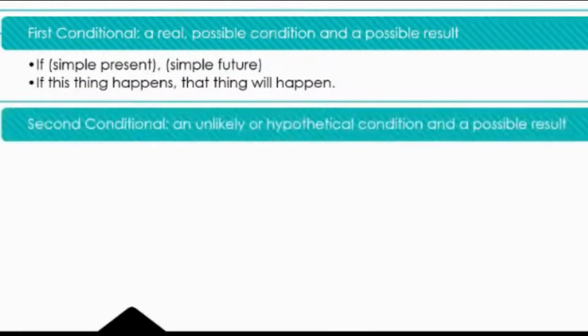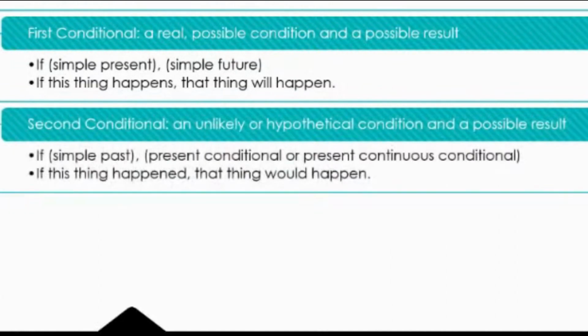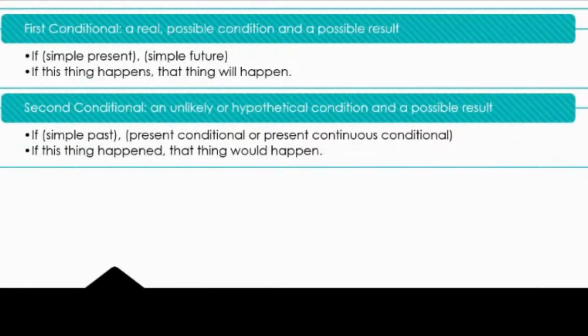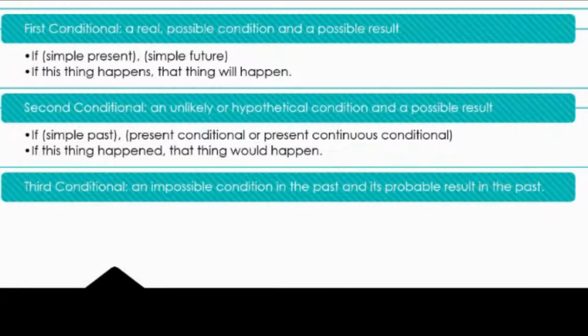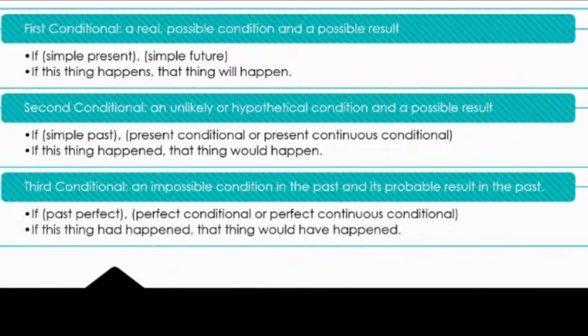Second conditional is unlikely or hypothetical. For example, if this thing happened, that thing would happen. And our last one, our third conditional, is truly not possible. All happens in the past. If this thing had happened, that thing would have happened. If you had told me you were coming over, I would have made dinner. So, this is a useful chart for remembering, and I hope that you guys learned a lot in this lesson today.